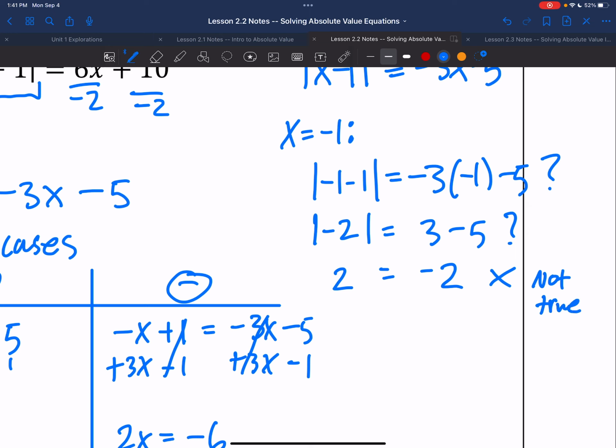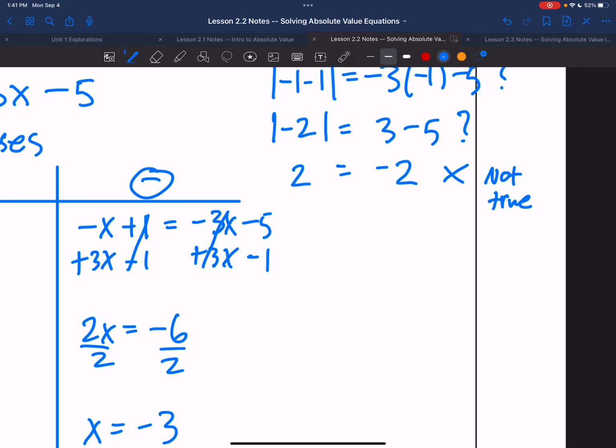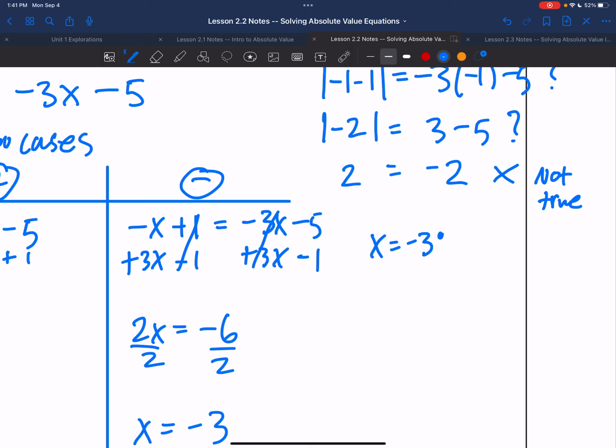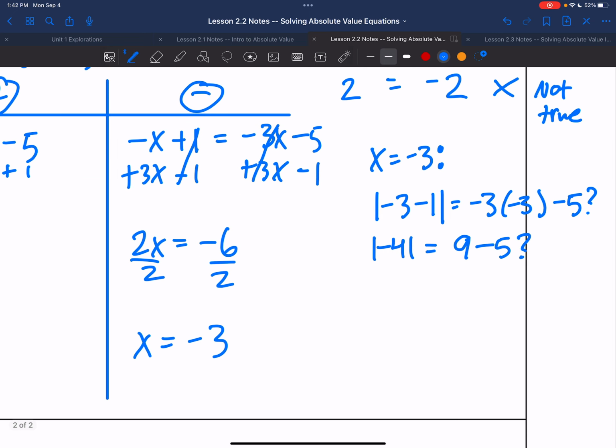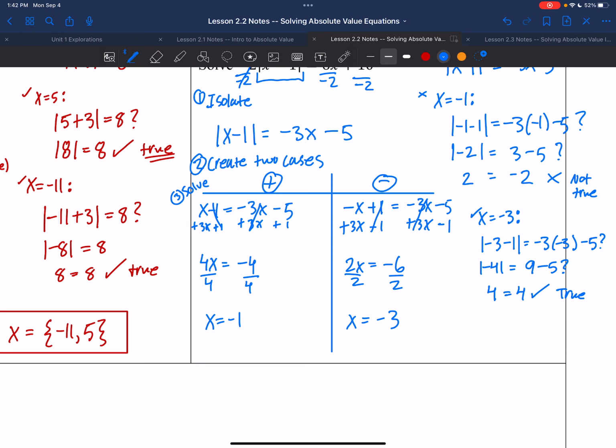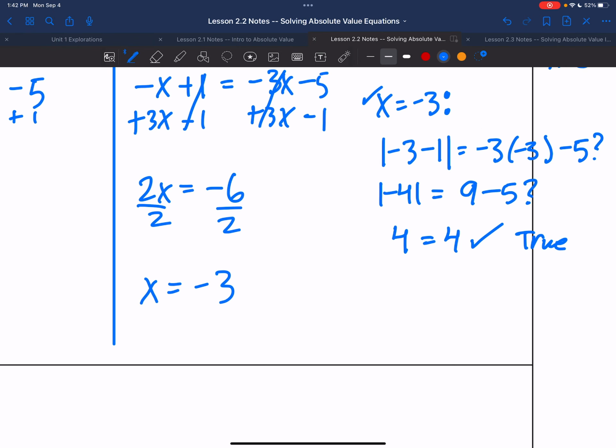So it looks like x equals negative 1 does not work. This is an error, right? So that is actually not true. Now let's check negative 3. So say x equals negative 3. So I'm going to do absolute value of negative 3 minus 1 equals negative 3 times negative 3, minus 5. Question mark, does that work? So now negative 3 minus 1, that's negative 4. Negative 3 times negative 3, that's positive 9, minus 5. Is this true? Well, the absolute value of negative 4 is positive 4, and 9 minus 5 is 4. So, yes, this is true. So, x equals negative 3 works. X equals negative 1 does not, but x equals negative 3 does.